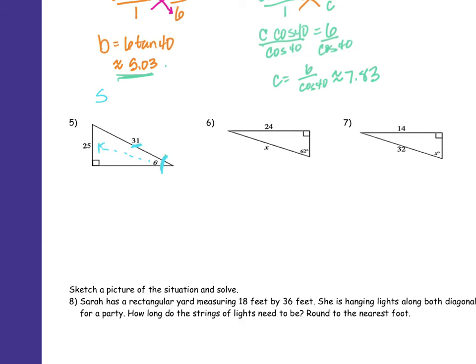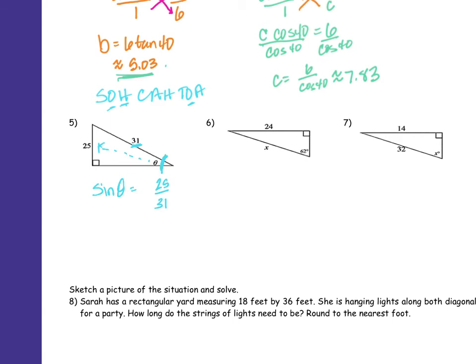So if I'm looking at SOHCAHTOA, I have the side opposite, which means it's either sine or tangent, and then I have the hypotenuse, so that's going to be sine. So sine of theta equals opposite, which is 25, divided by hypotenuse, which is 31.